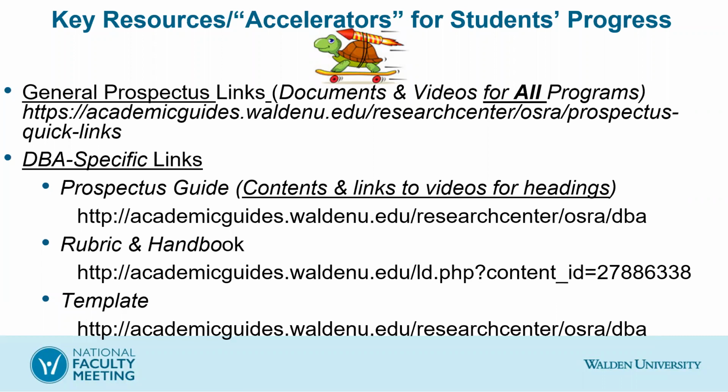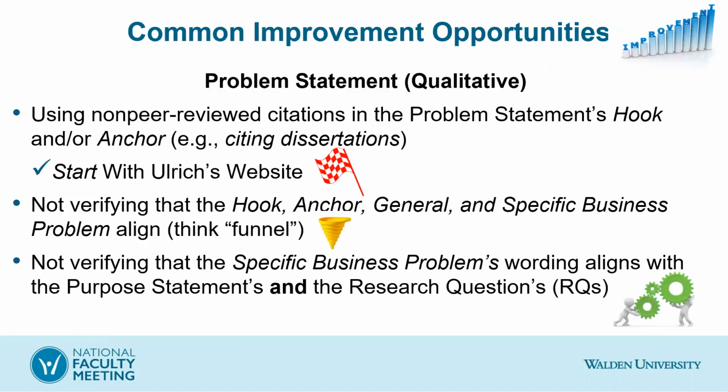And for the template, starting with the title page, what are the expected contents of the title page, ranging from including the date that you expect the CAO, Chief Academic Officer, to sign off on your completed study? Not just the prospectus, but your completed study. That's what that date should reflect. Next slide, please. With respect to the qualitative problem statement, here are some common improvement opportunities that we've seen across multiple prospectus.